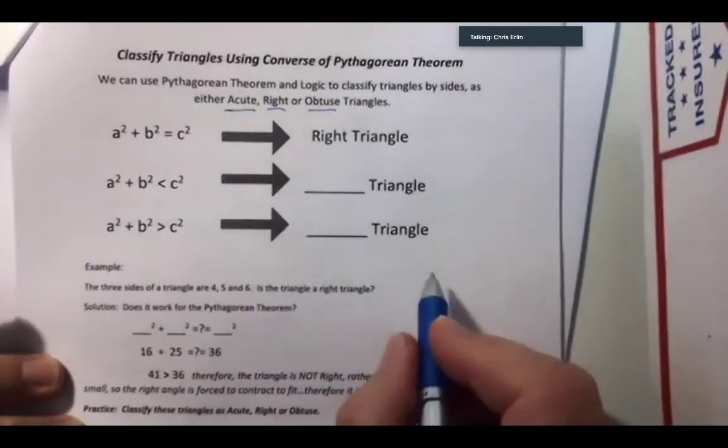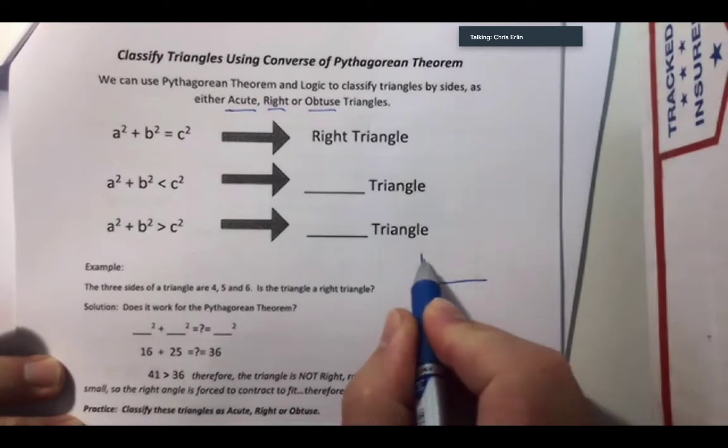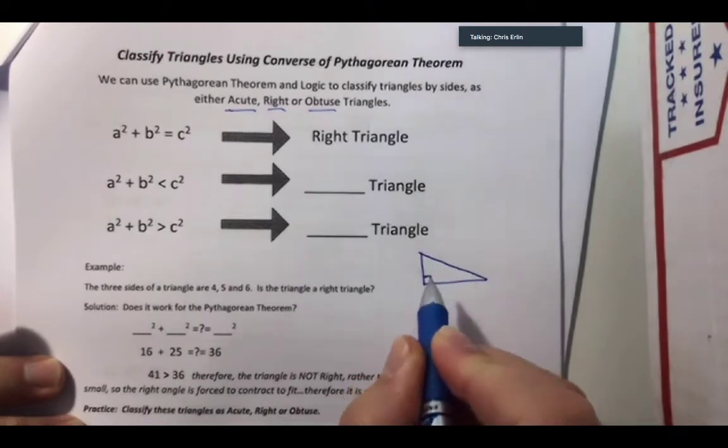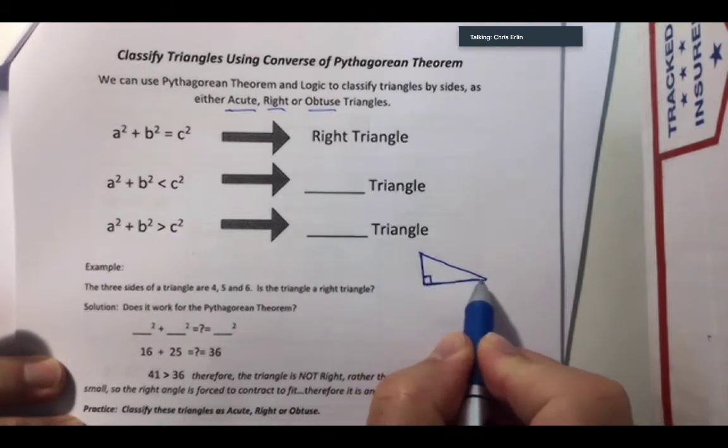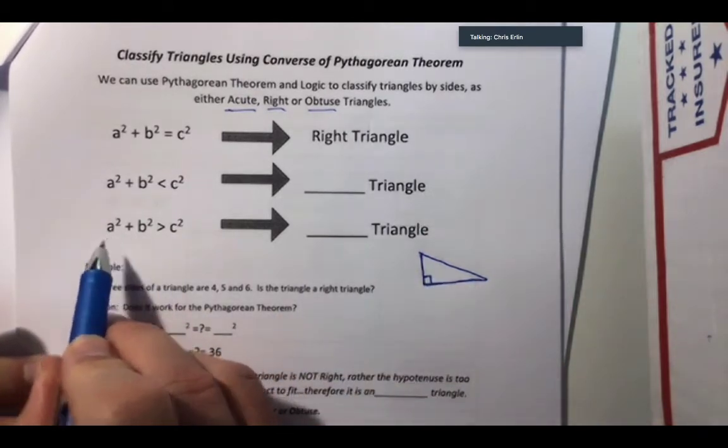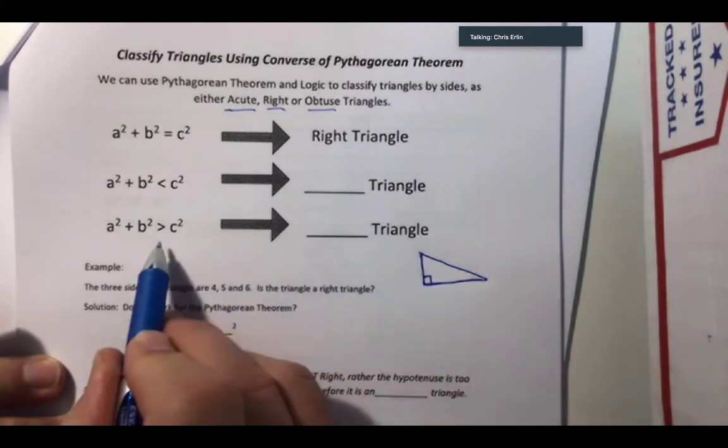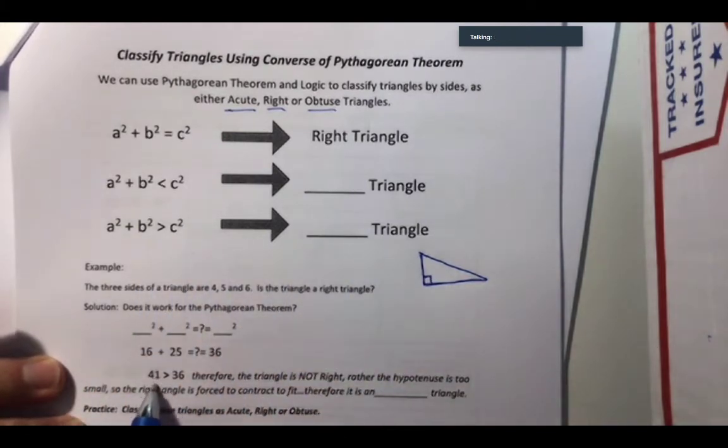I want you to visualize that if in fact it makes a right triangle, then this side length squared and this side length squared contribute to the left side of the equation, whereas the hypotenuse contributes to the right side of the equation. And as in this example, we see that the left side of the equation is too large. In other words, the hypotenuse is too small.